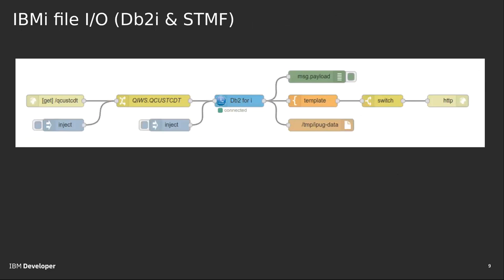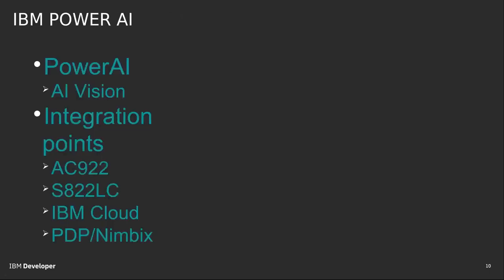And then finally, there'll be a little bit of integration with not only the DB2 for i, but also the IFS as well. So we'll have to create files on the fly in the IFS, read back the data, retrieve data from DB2 for i, do updates if we want to, all with nice simple flows so you can see what's going on.